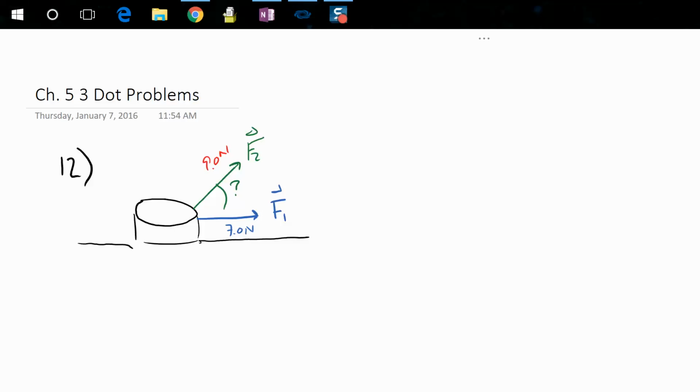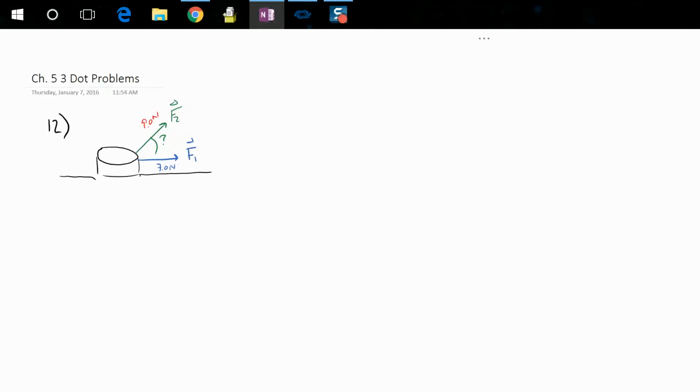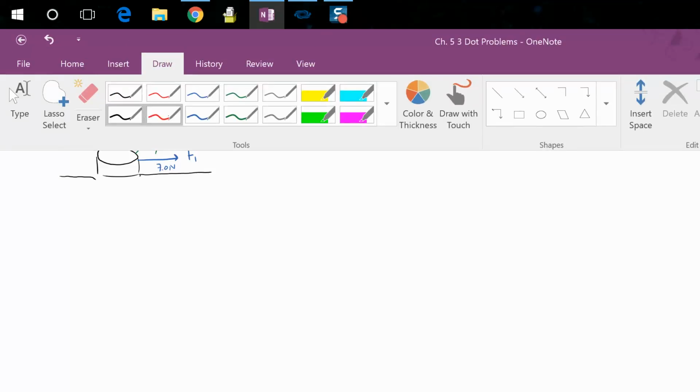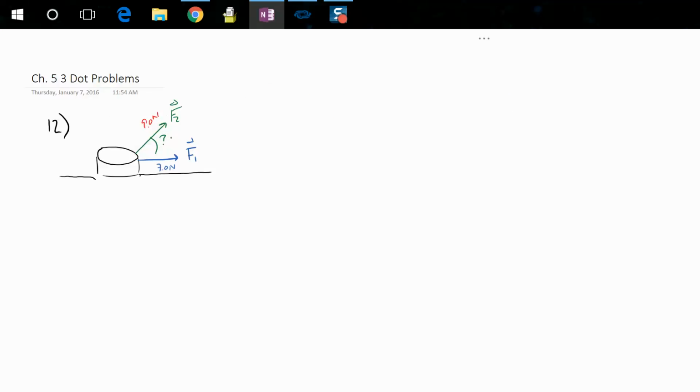Okay, let's talk about the three-dot problems from Chapter 5. There's two of them, one in each set. First one is problem 12, which basically has a puck being pulled by two forces. F1, which they tell you is a 7 Newton force horizontally, and F2, which they tell you is a 9 Newton force, and they are ambiguous about the direction in which it acts.